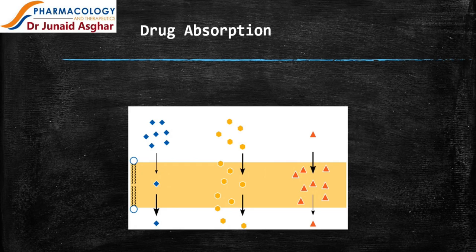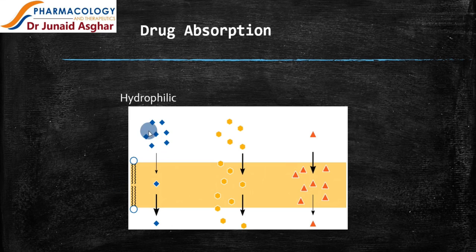Now let's discuss a scenario. These are the three different drug molecules, the blue ones, the yellow ones, and the red. And this is your lipid bilayer or the cell membrane. As you know, the most frequently available way of drug absorption is simple diffusion. In simple diffusion, the drug is transported through the lipid bilayer from a higher concentration to a lower concentration, means along the concentration gradient, not against the concentration gradient, which is the active transport, if you remember.